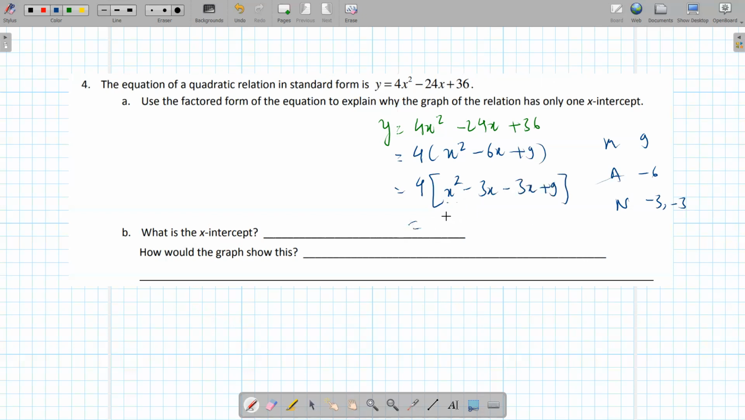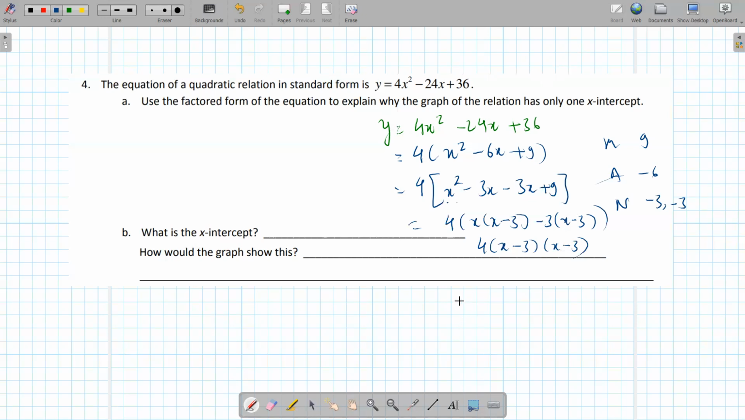Now from the first two terms, what can we pull out? X. Yeah, and what are you left with in the bracket? X minus 3. Right. From the next two terms, what can we pull out? Minus 3. What are we left with in the bracket? X minus 3, like that. Okay, then we get 4 times x minus 3 times x minus 3. There you go. That's the factored form.